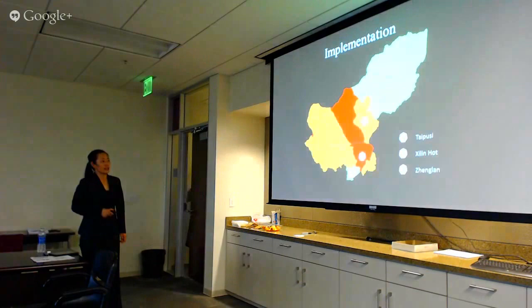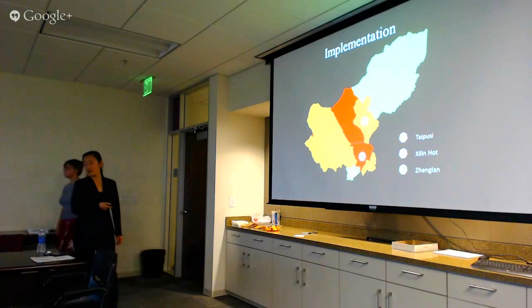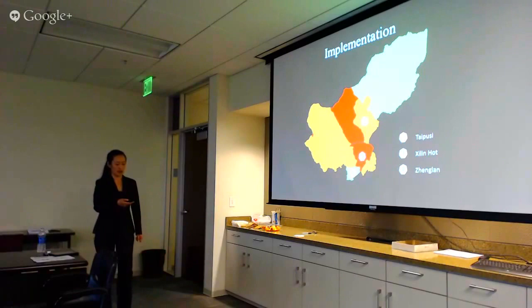These are the counties that I chose. Number one is the lightest degraded, which is called Taipusi County. Number two is Xilinhot, mid-level degradation. Number three is with heavy degradation, which is called Zhenglan Banner. In Mongolian, Banner also means county.